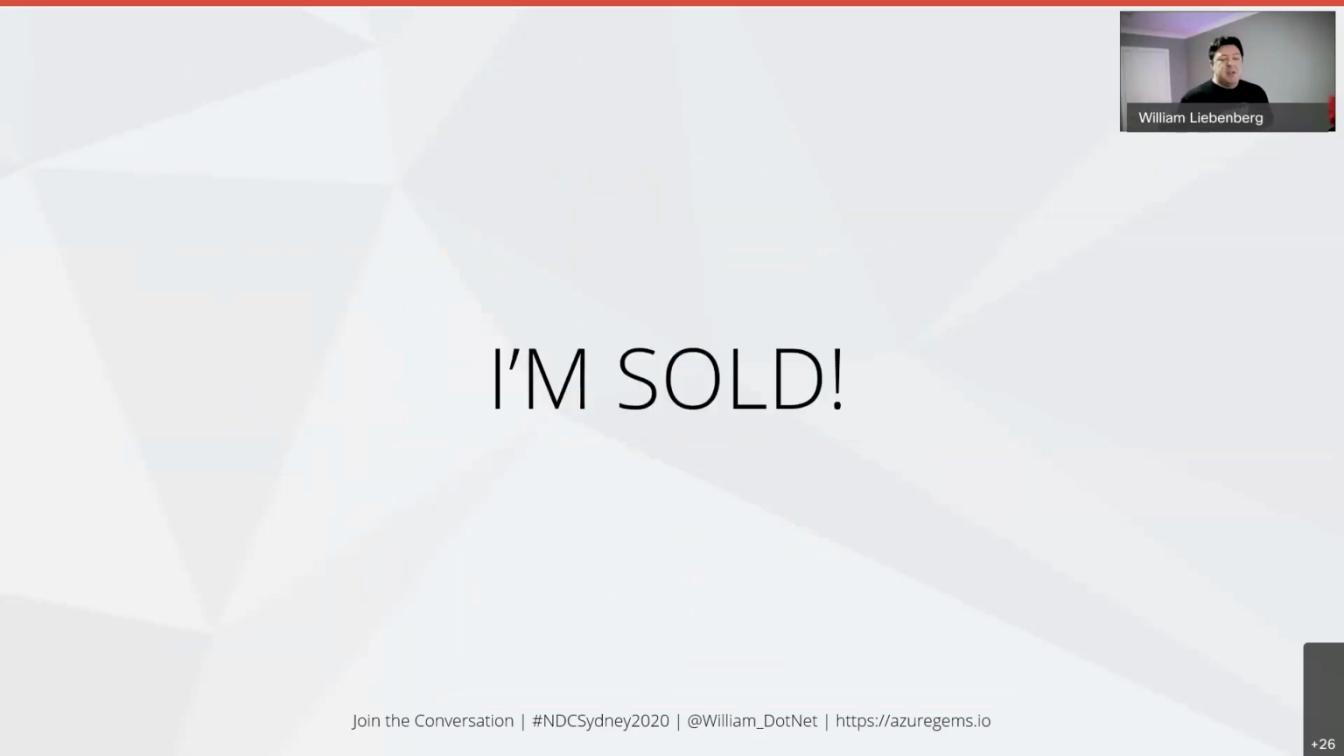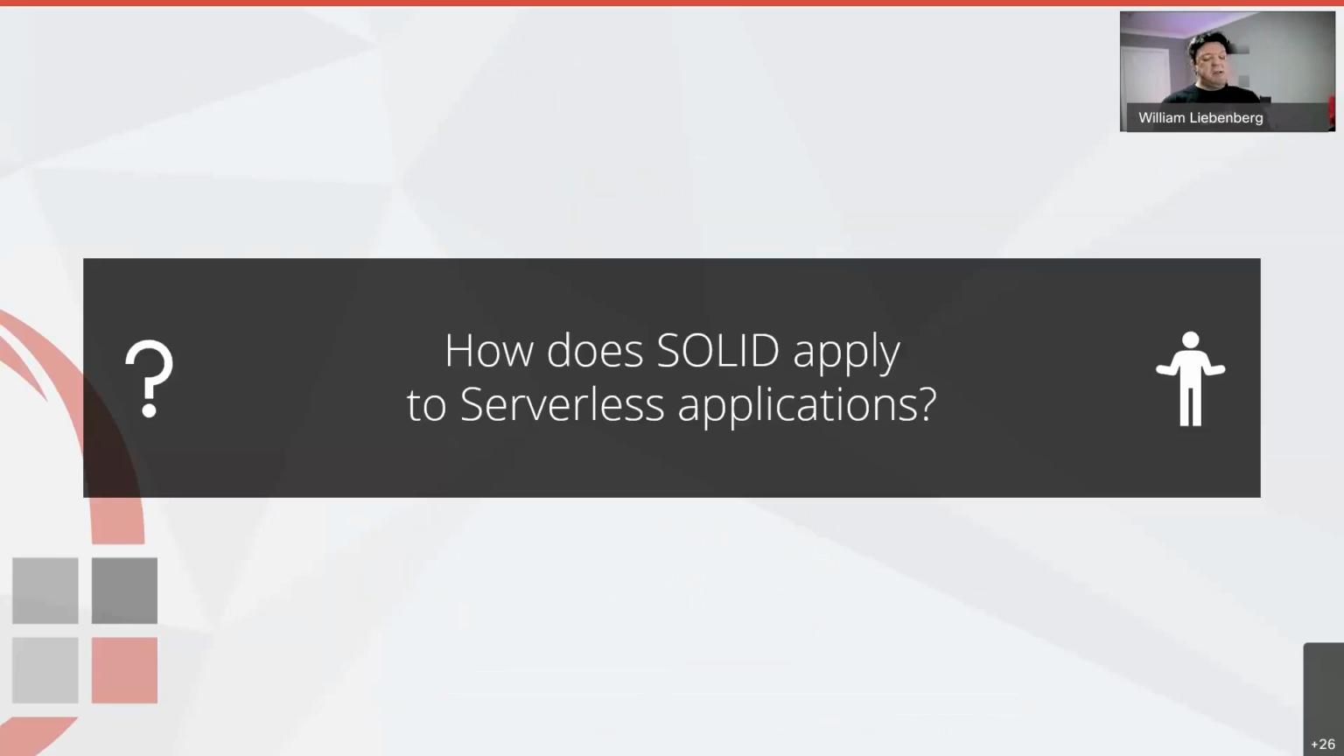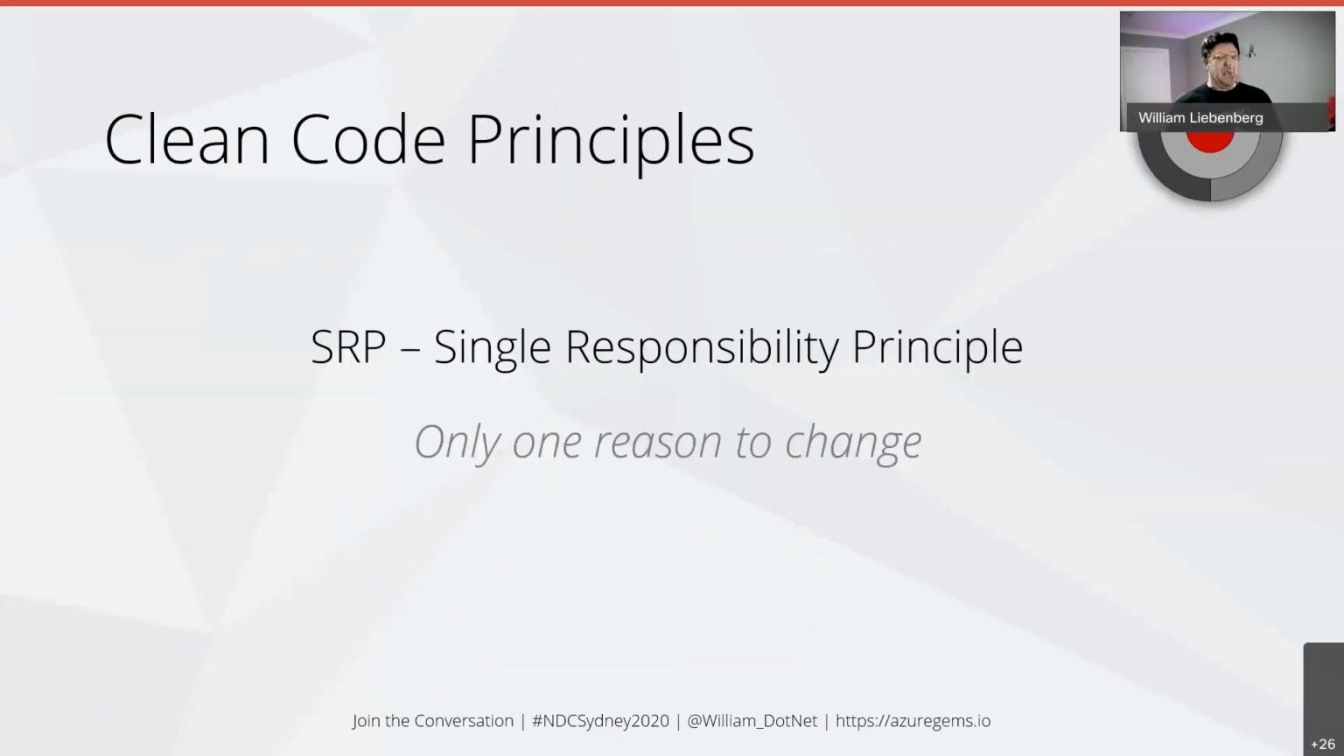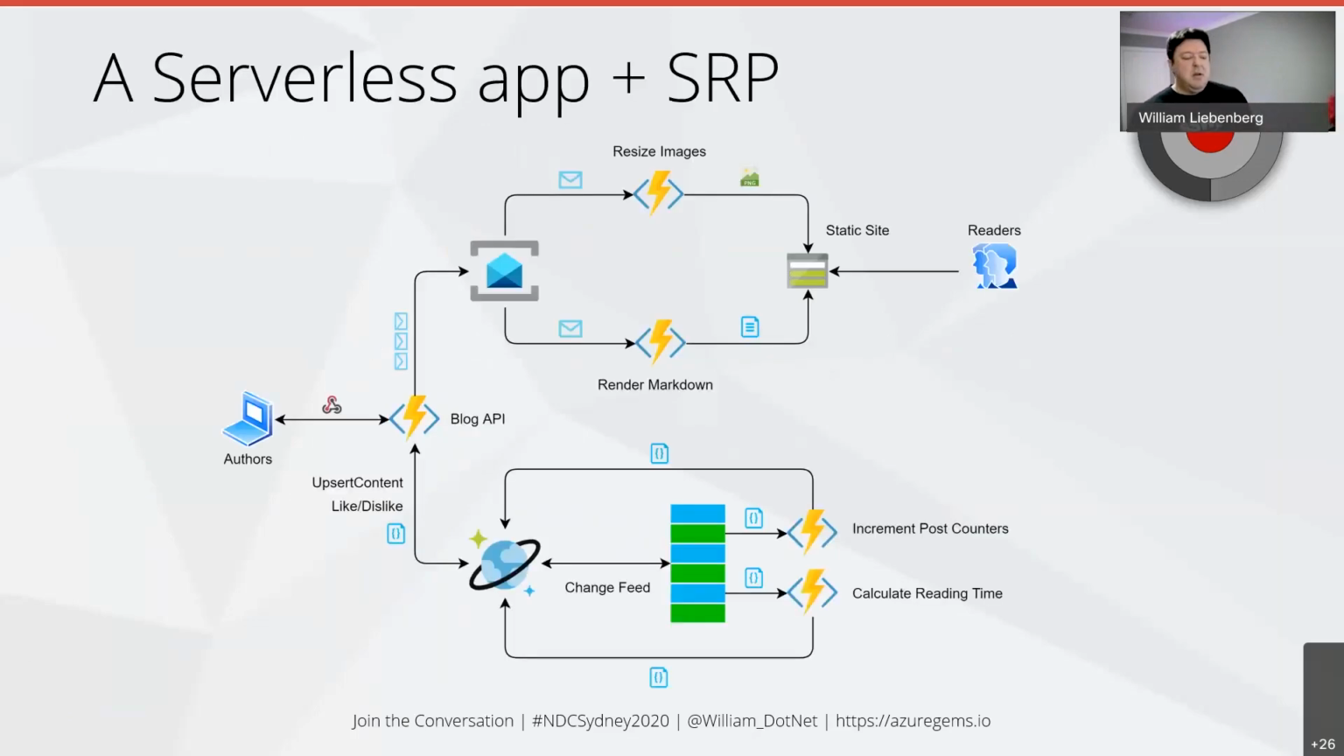So for serverless, I've looked at a few of the Azure services, but I'm excited already. How do the SOLID principles apply to our serverless applications? So the first one I'm going to cover is the single responsibility principle. It means that we only want to have code have one reason to change. This principle actually goes hand in hand with one further down the line, the interface segregation principle, but I'm going to cover them separately. So an example of SRP with our application is the resize images application.